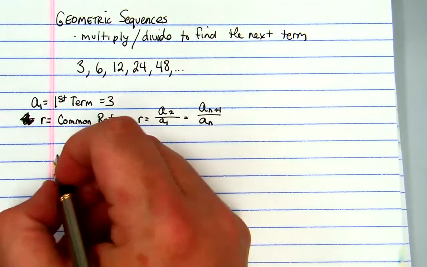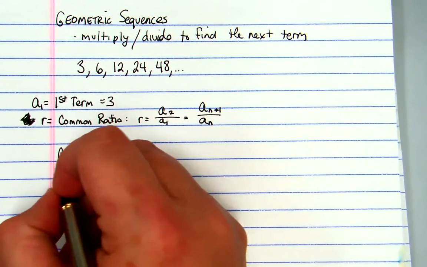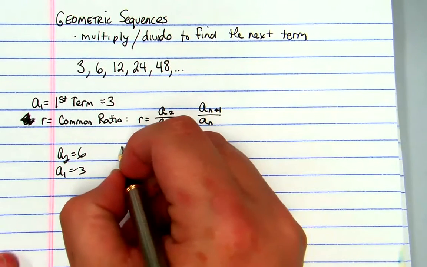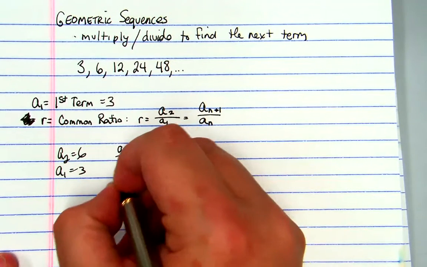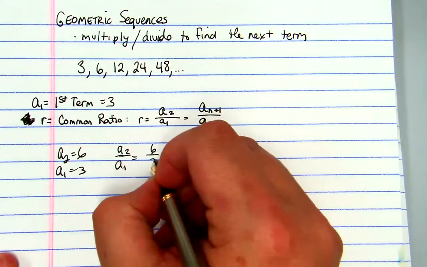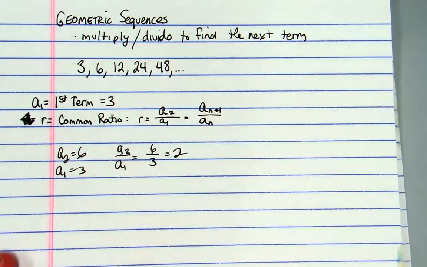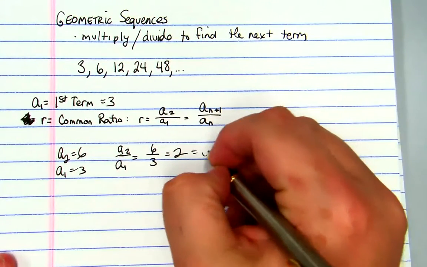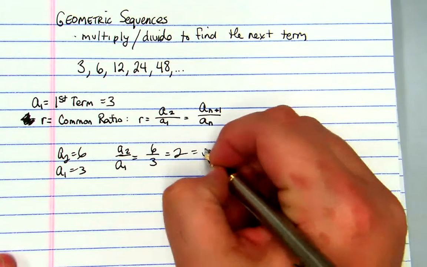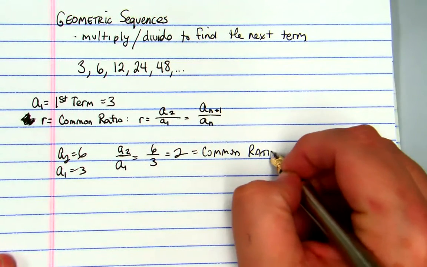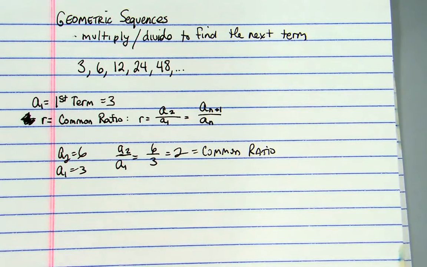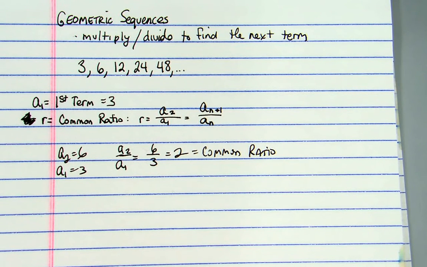Now, for example, a sub 2 is equal to 6, a sub 1 is equal to 3, a sub 2 divided by a sub 1 is equal to 6 over 3, which is equal to 2. This is the common ratio. Now, this one was easy because we're multiplying everything by 2. But your geometric sequences are not always going to be as easy as you want them to be.